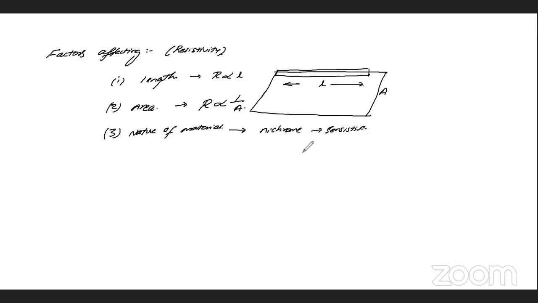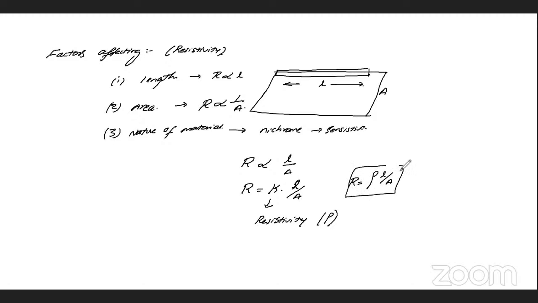And when we are discussing copper, with equal length and area of cross section, when you combine these parts, resistance is directly proportional to length by area. Remember, resistance is proportional to length by area. When you equate it, there will be a proportionality constant K into L divided by A. This K is called your resistivity, and its symbol is rho. So R is equal to rho L by A.